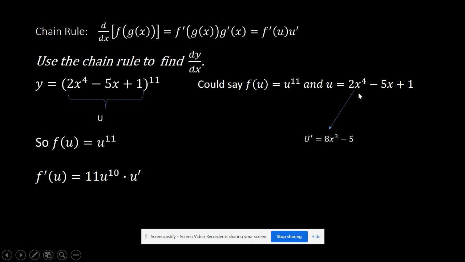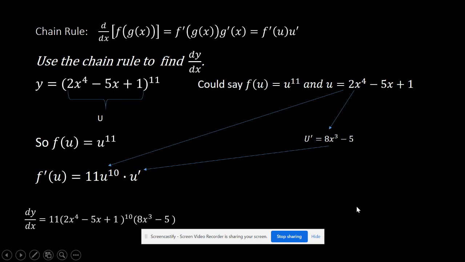Derivative of u is u prime, and the derivative of this is 8x to the 3rd minus 5. So now we can take the u and put it where it goes. We can take the u prime and put it where it goes, and we can write the answer underneath in terms of x. So there it is, 11 times 2x to the 4th minus 5x plus 1 to the 10th power times u prime, which was 8x cubed minus 5. And again, the only thing I could do here is distribute this 11 into this quantity, but I didn't. I actually like to keep things in factored form most of the time, just in case we're looking for things that cancel, and that's an acceptable answer. So we're going to circle that, move on.